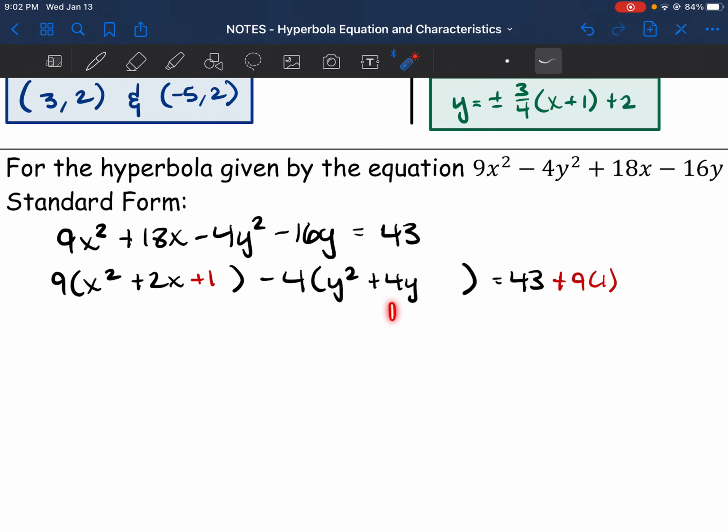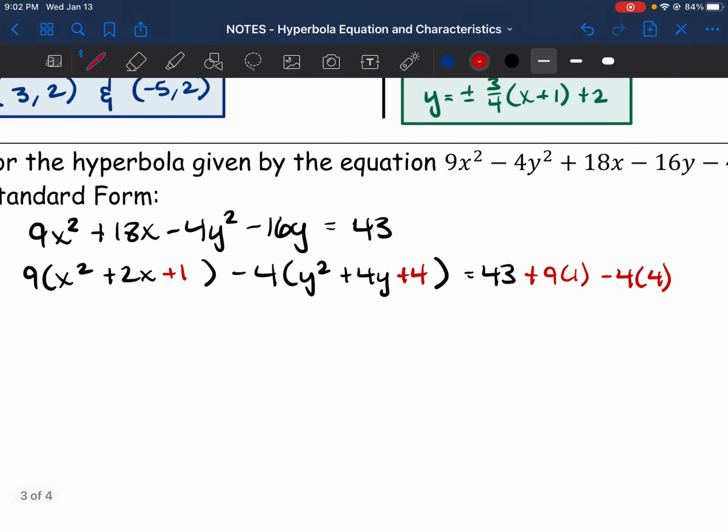Here with the y variables, half of 4 is 2. 2 times itself is going to give me this constant here, which should be a 4. Now on this side, this positive 4 is being multiplied by the negative 4 on the outside, so we have to add on the right side of the equation negative 4 times 4.